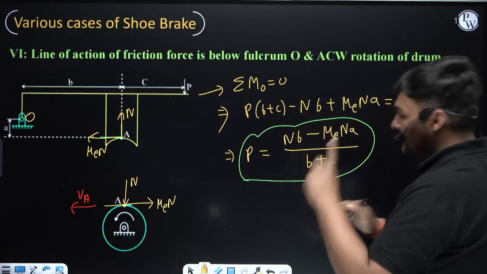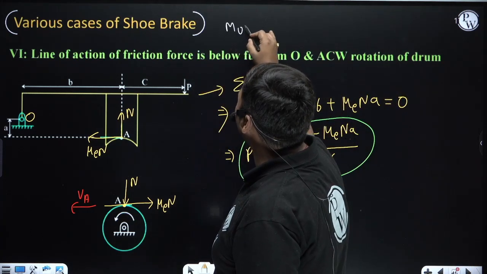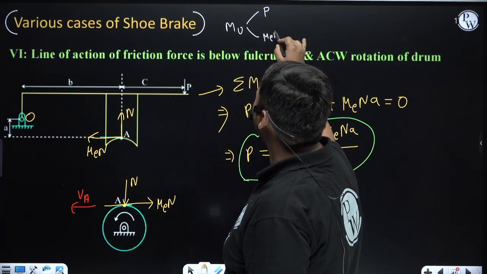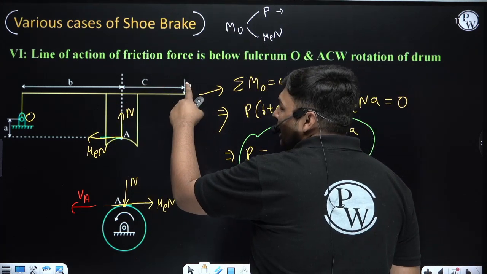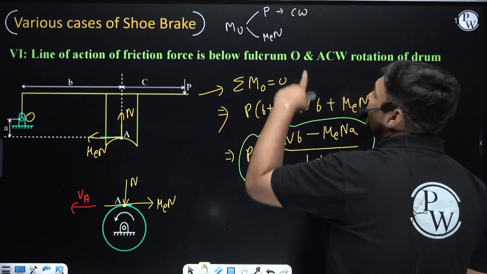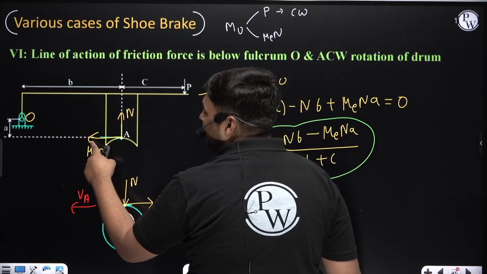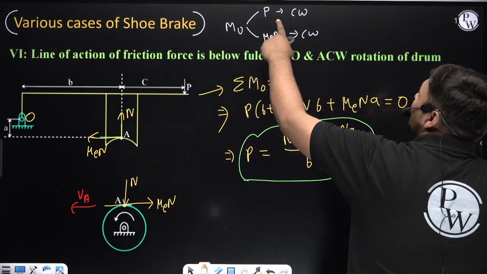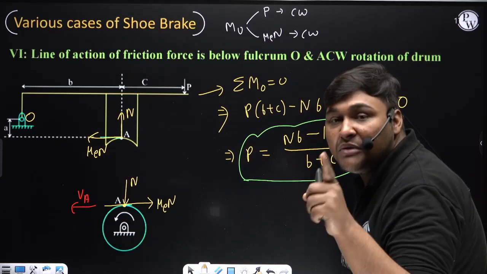In this sixth case, see, in the body of lever, what is the direction of moment? Here I am writing moment about O, only the moment about O for effort P and for friction force. What is the direction of moment of effort P about O? See the direction of moment, not force. Due to effort P, the direction of moment about O is clockwise. Now, what is the direction of moment of friction force about fulcrum O? The direction of moment of friction force about O is also clockwise. So here you can see the direction of moment of both effort P and friction about O is same, and if both directions are same, brake will be self-energizing.